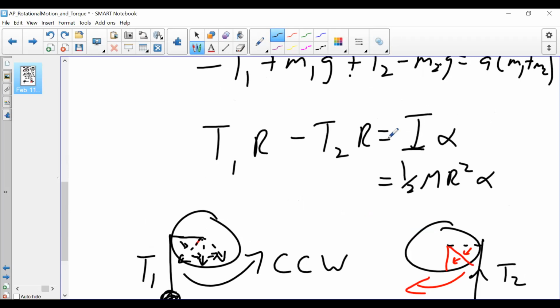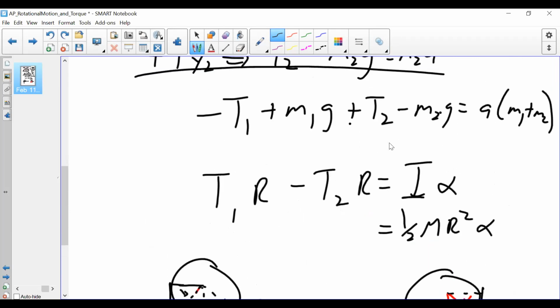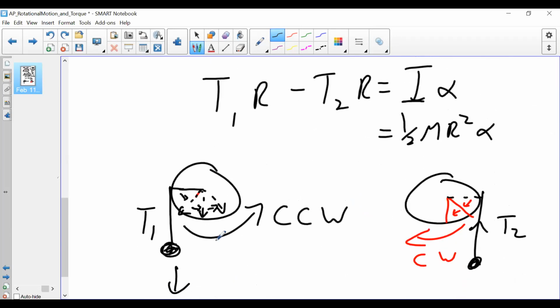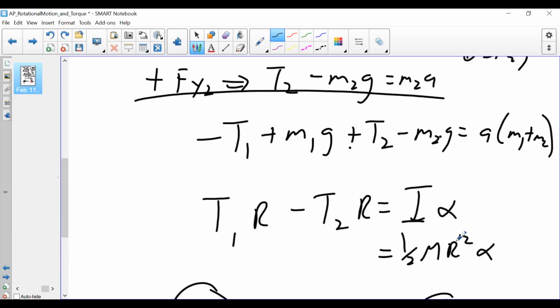Since the net torque in the system is counterclockwise, because this mass is larger, the net torque is going to be positive here. So now what I want you to do is solve for the acceleration of the system. I've given you all of the information. Here are our forces, and here's our torque equation. The answer is 2.1. Let's see if you can get 2.1.